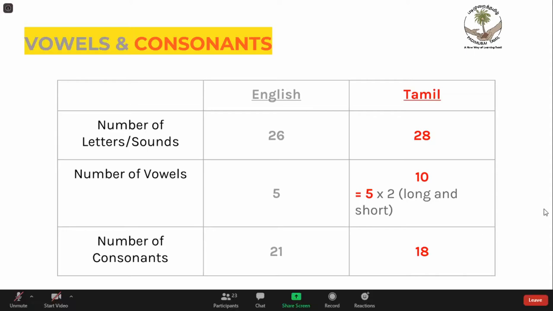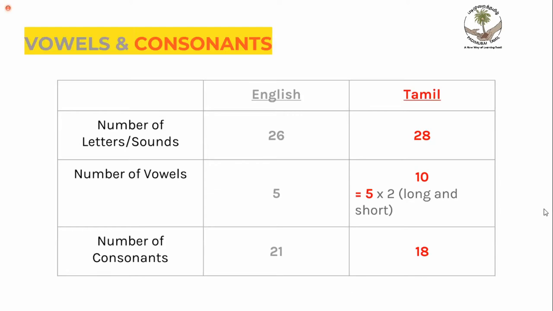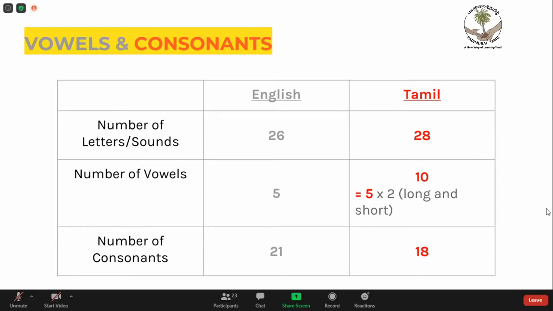28 sounds in Tamil. Okay? So out of the 26, English is also divided into vowels and consonants. Uyir, mei. Right? So we know in English there are five. Who wants to tell me what the five vowels are?